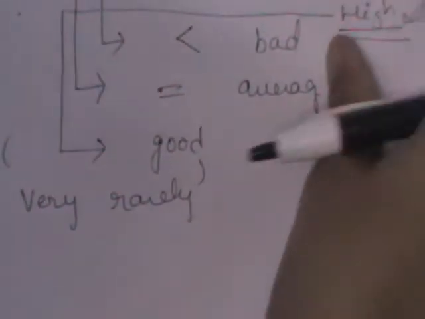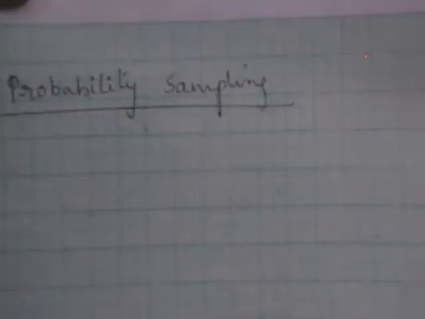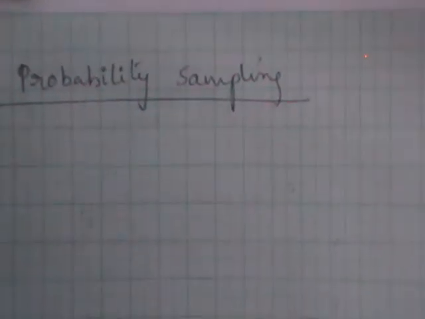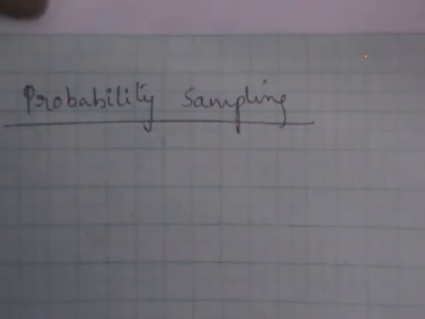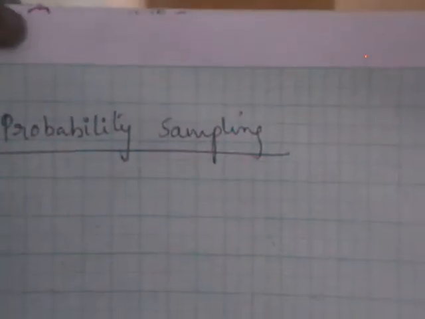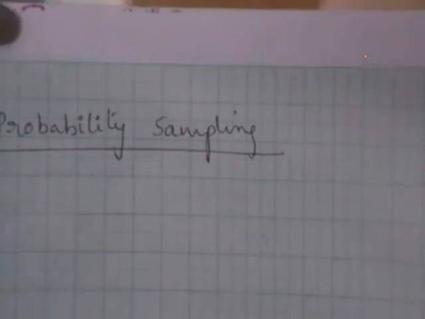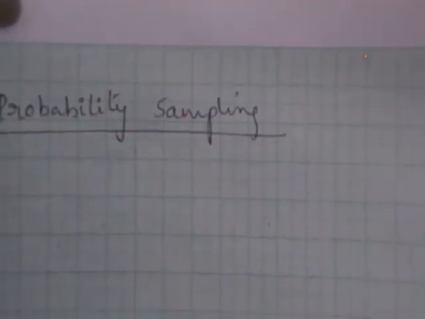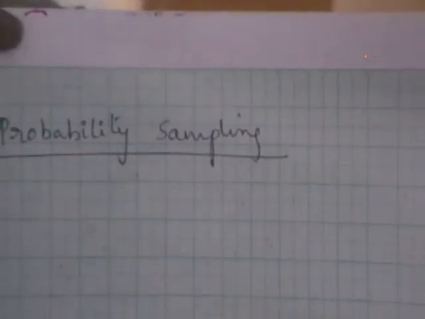We have probability sampling. Judgment sampling is nothing but a non-scientific method, where we are not using any mathematical or scientific procedures. So it has many drawbacks.